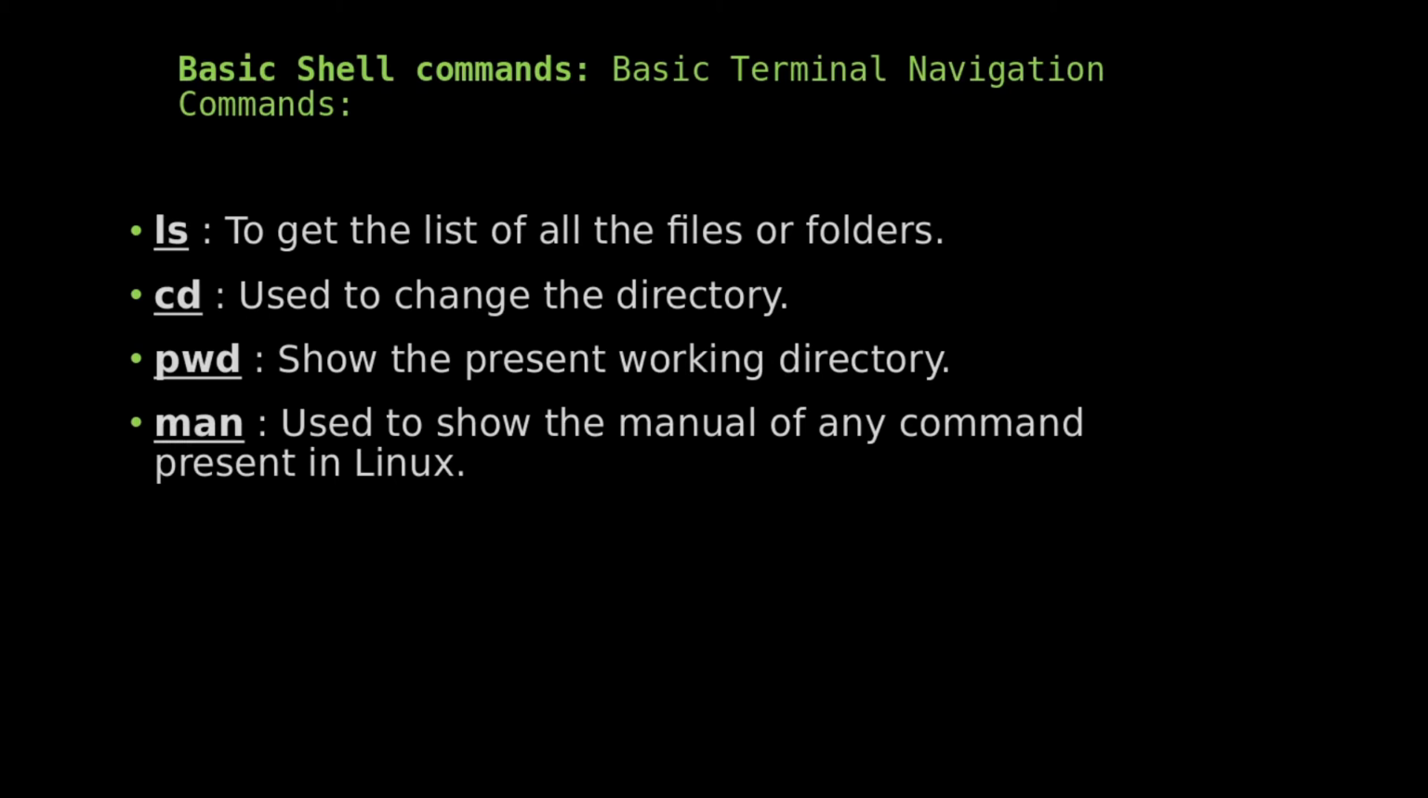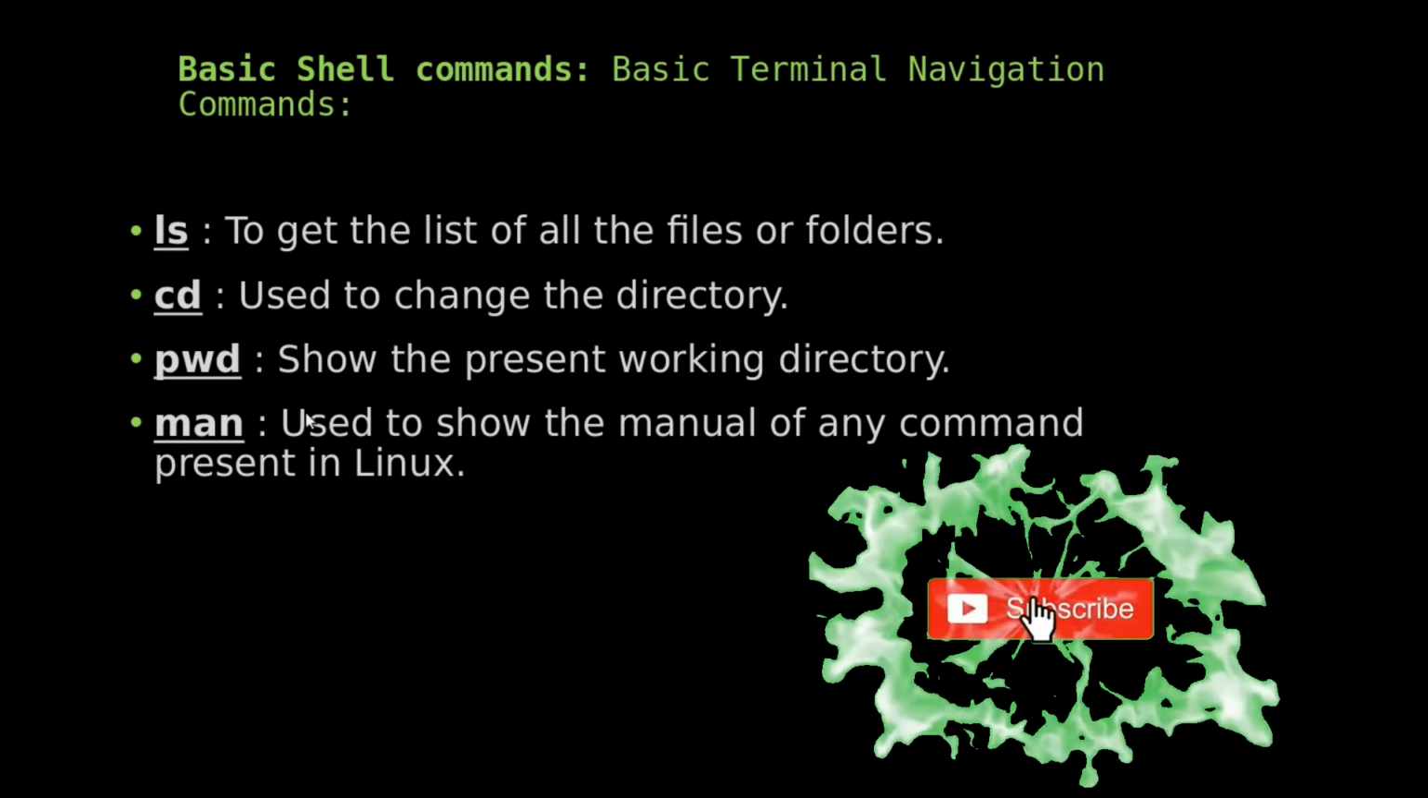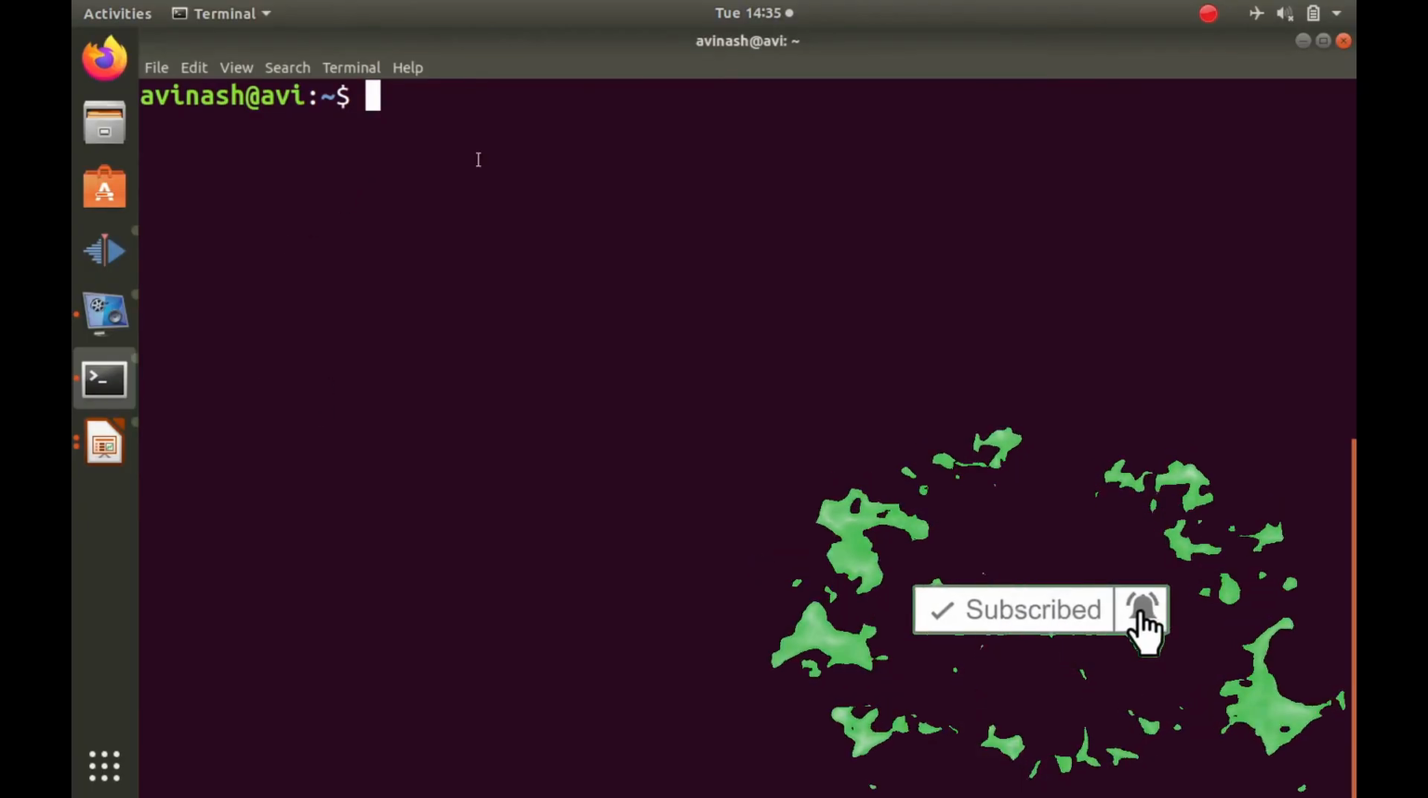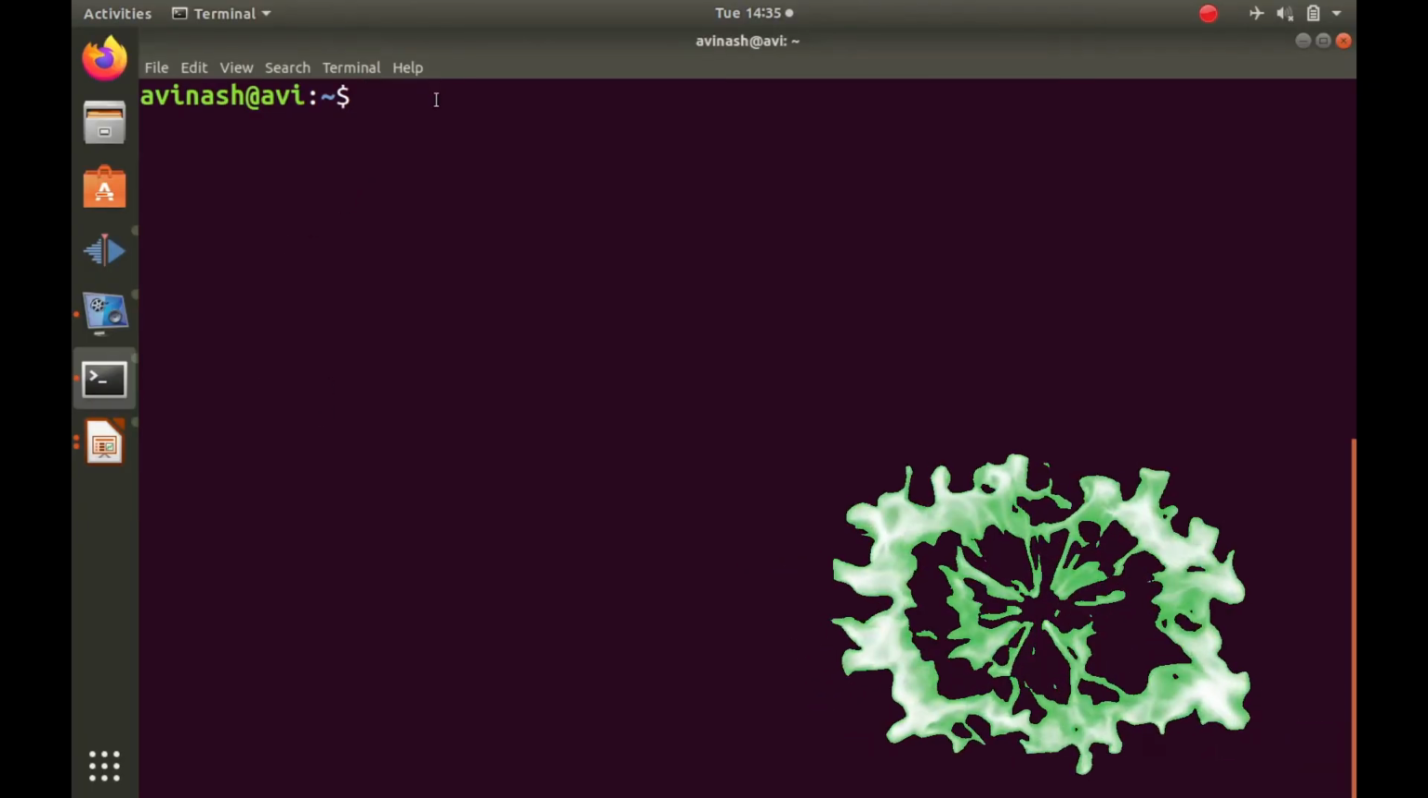Okay, so starting from the first command, the ls command is used to display the list of the files and the folders in the current working directory. Then the cd command is used to change the directory, pwd is used to display the current working path, and the man command is used to display the manual of any command. So these four commands we will study first, and then we will go for the file commands.